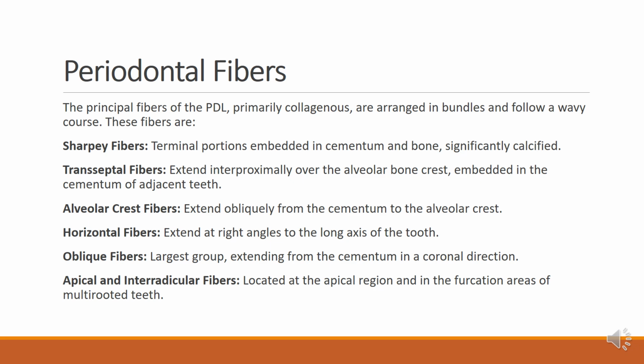They extend obliquely from the cementum to the alveolar crest. Horizontal fibers extend at right angles to the long axis of the tooth. Oblique fibers, these are the largest group of fibers extending from the cementum in a coronal direction. Apical and interradicular fibers are located at the apical region and in the furcation areas of multi-rooted teeth.